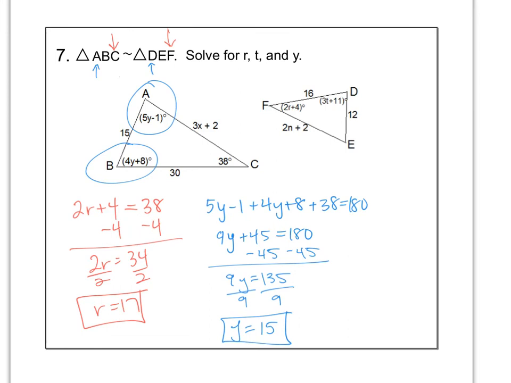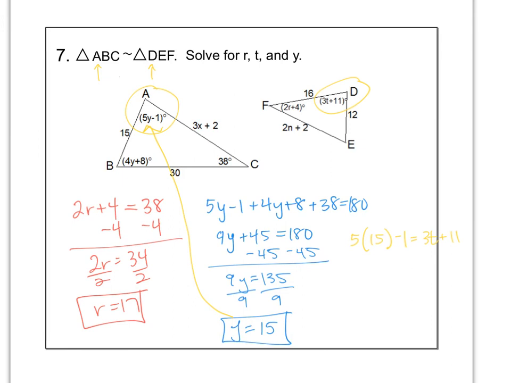And the last letter we need to solve for is T. The only T that I see is here at angle D. Angle D matches up with A. And before, that wasn't helpful. But now I know Y, and I can plug it in there. So I can say something like 5 times 15 minus 1 equals 3t plus 11. Because remember, angles will be congruent in similar figures, and these figures are similar.